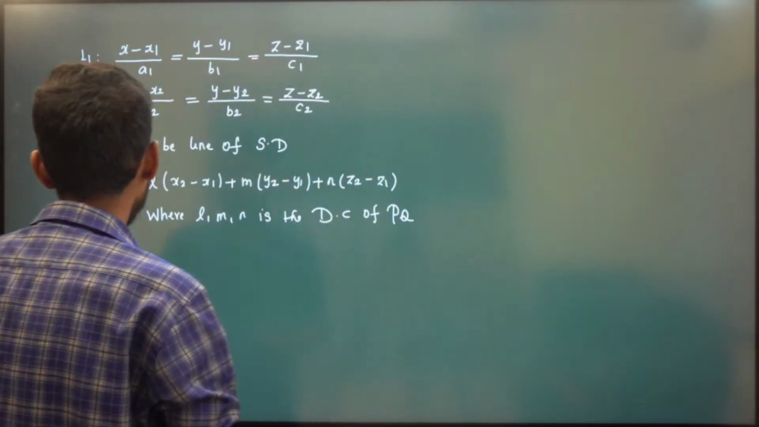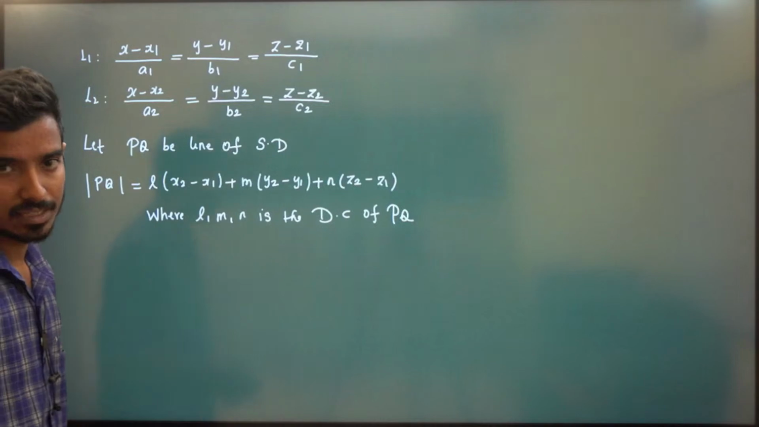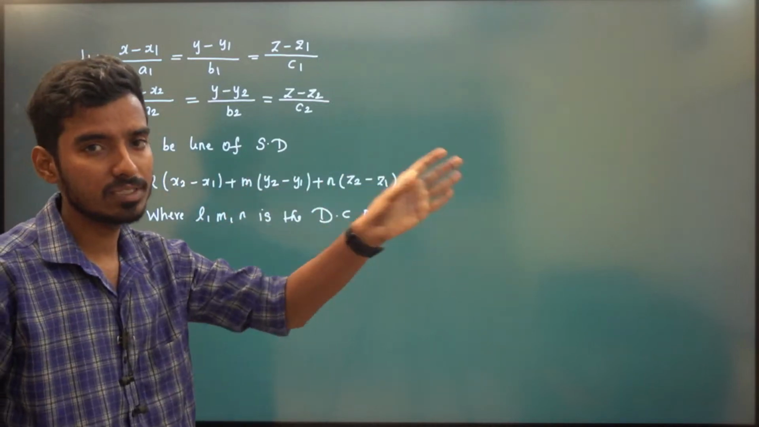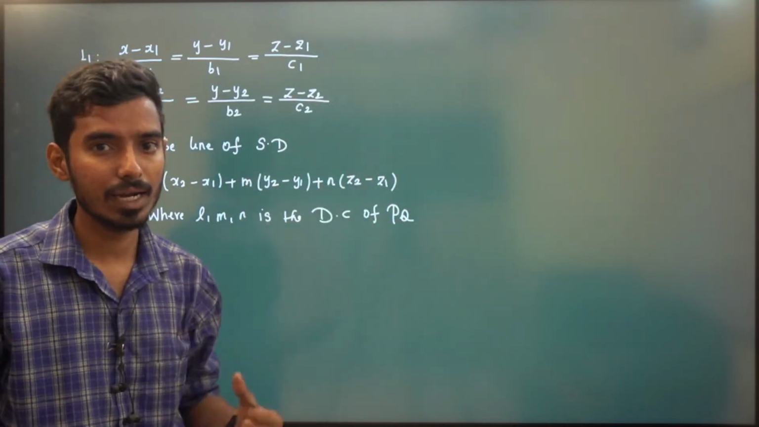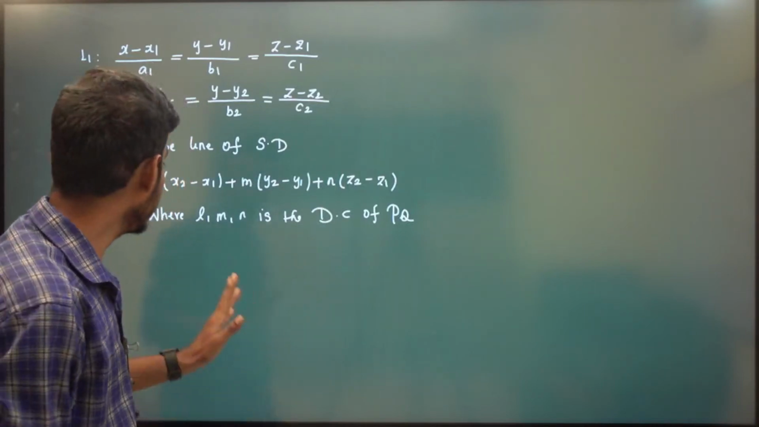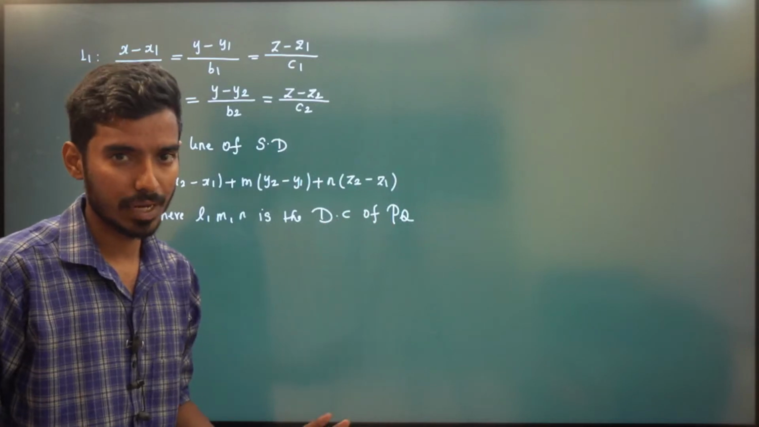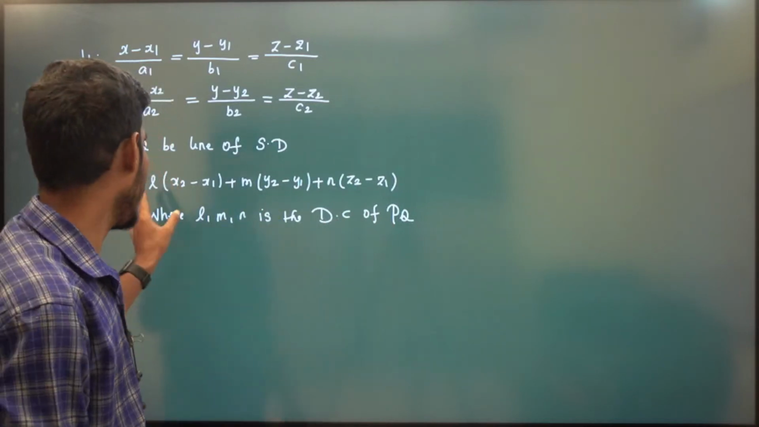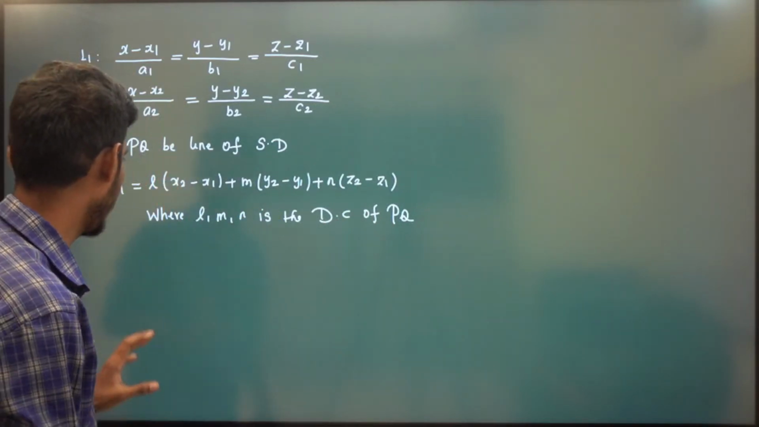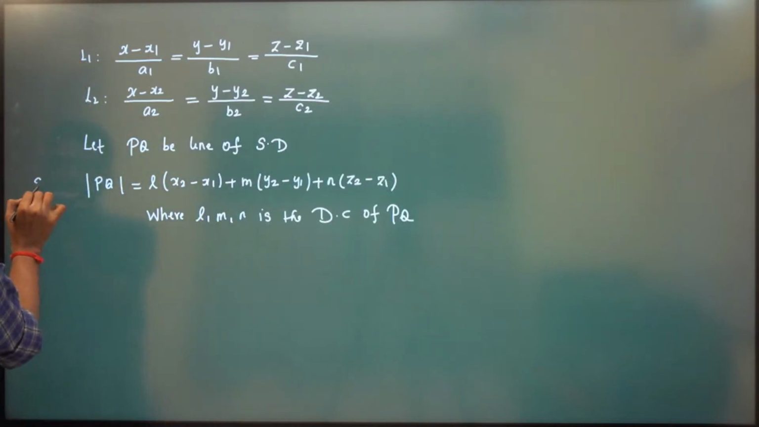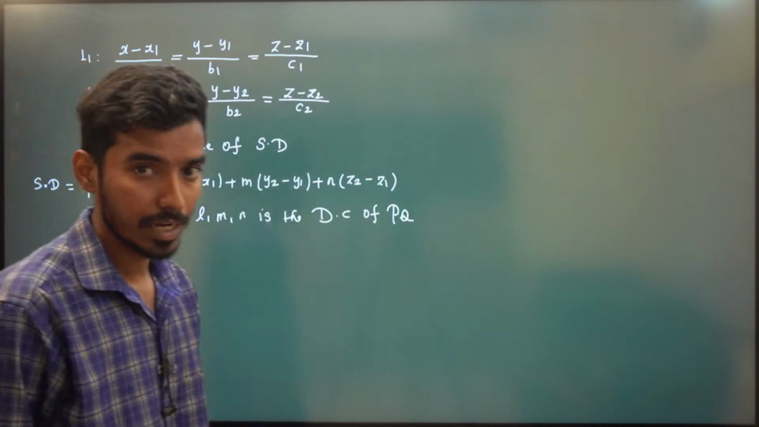To find the shortest distance, they will give you two lines. You can easily find x1, y1, z1 and x2, y2, z2 from the given lines themselves. The only thing is you need to find the direction cosines of the line PQ. I'll tell you the procedure for how to find that. It's very easy. After finding l, m, n, substitute in this formula and you will get the shortest distance between the two lines.